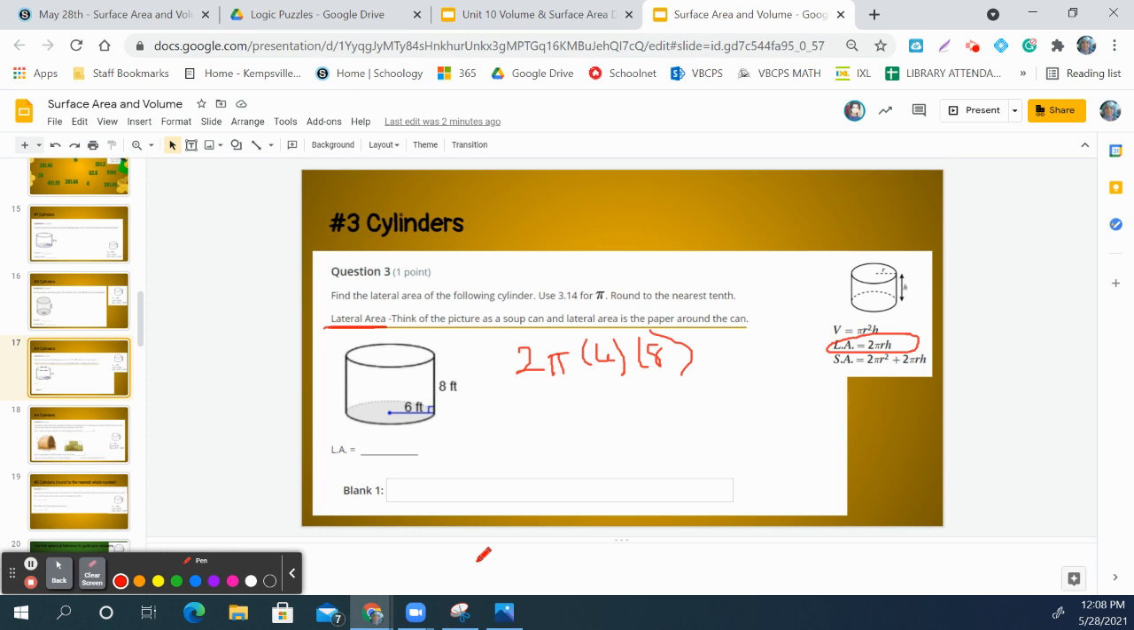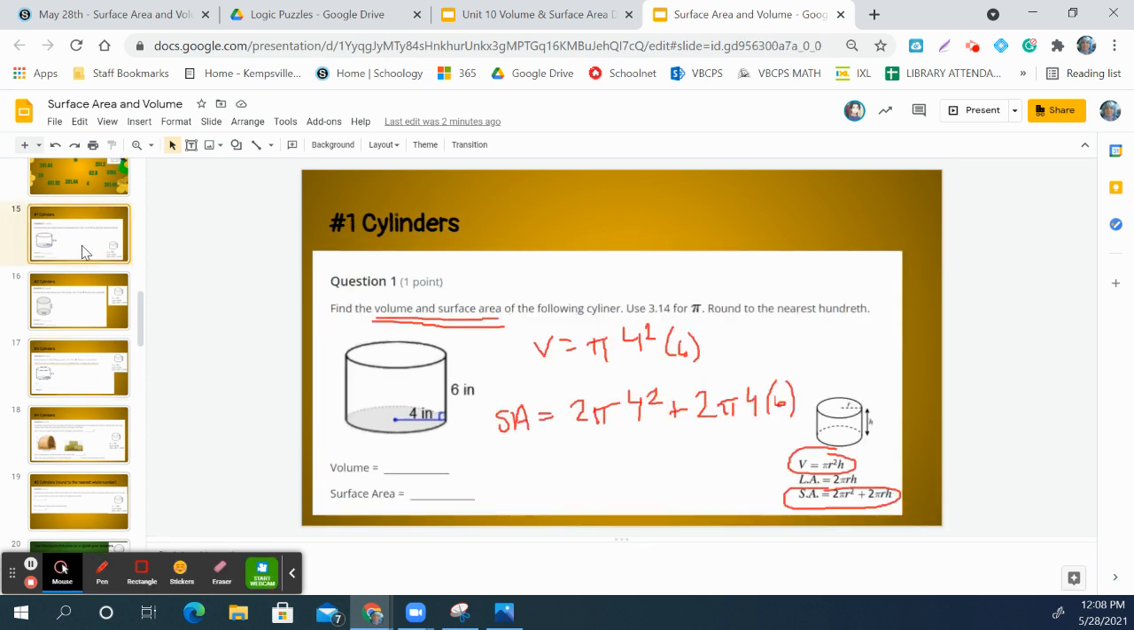I keep thinking 100.5. Surface area is not on 2 times 3.14. Yeah, now I know you're right. Okay.